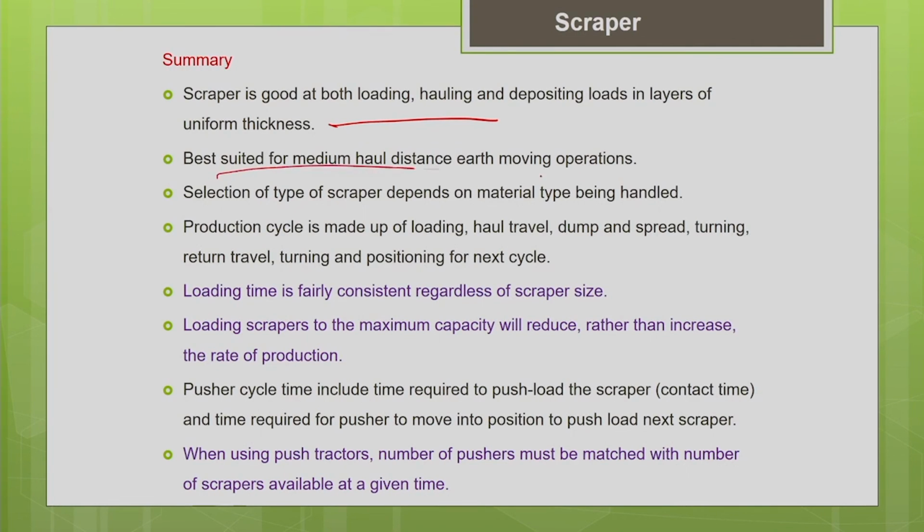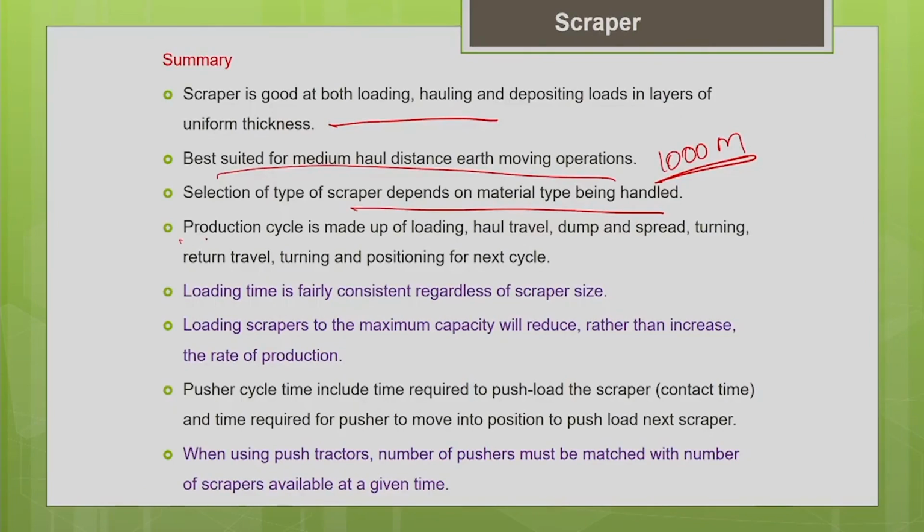It is best suited for distances up to 1000 meter. Your scraper economical haul distance is up to 1000 meter. So, it is more preferable for projects like roads and dams. And there are different types of scraper. The selection depends upon the type of material. We have even discussed the chart which shows the zone of classification of the type of scraper with respect to the material type.